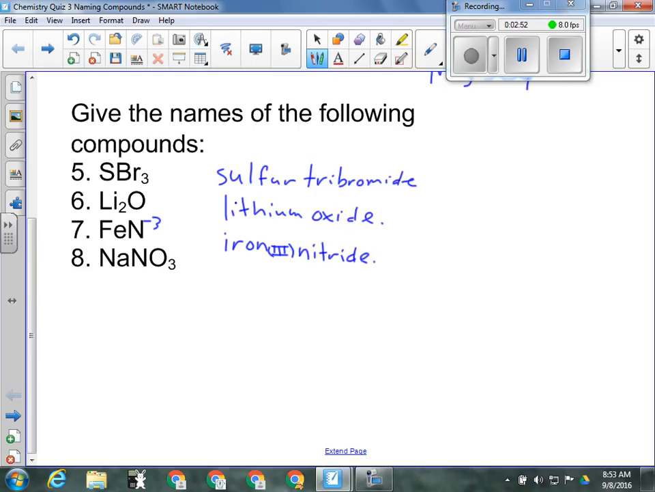And lastly, for number 8, we've got sodium with nitrate, ionic compound, requires no prefixes. It's just sodium nitrate.